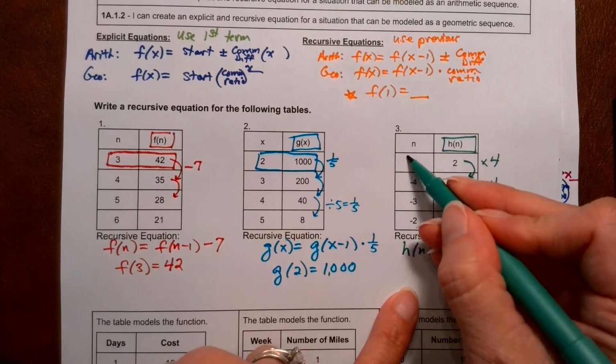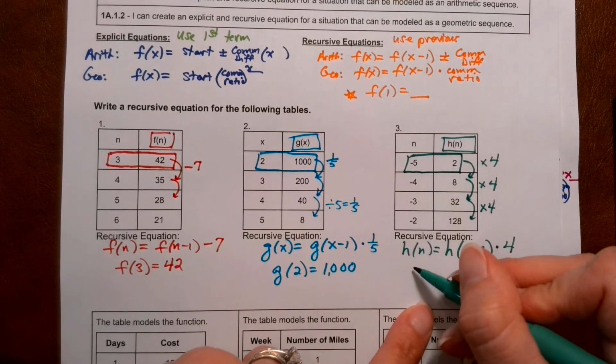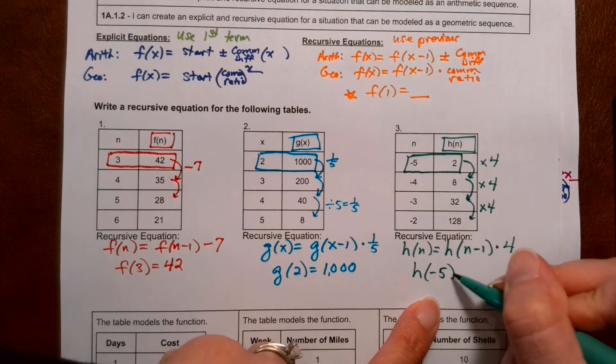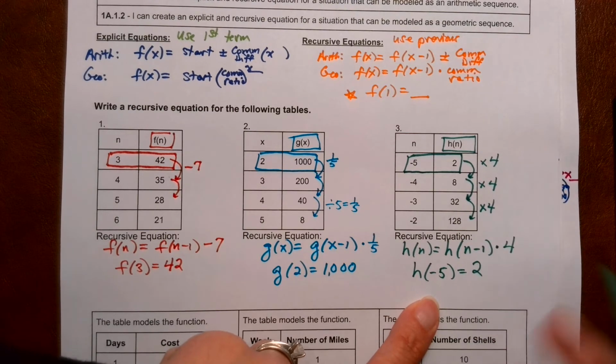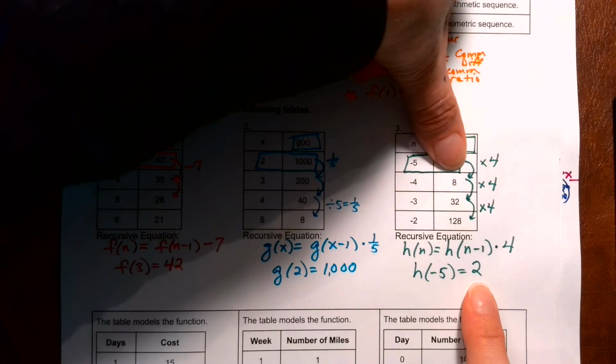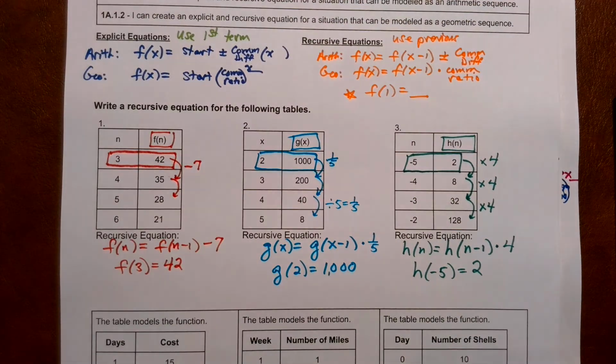But remember, we got to start people off. So the first term here, h of negative 5, gives you a 2. You got to tell people the first one so they can make the pattern for the rest of the table.